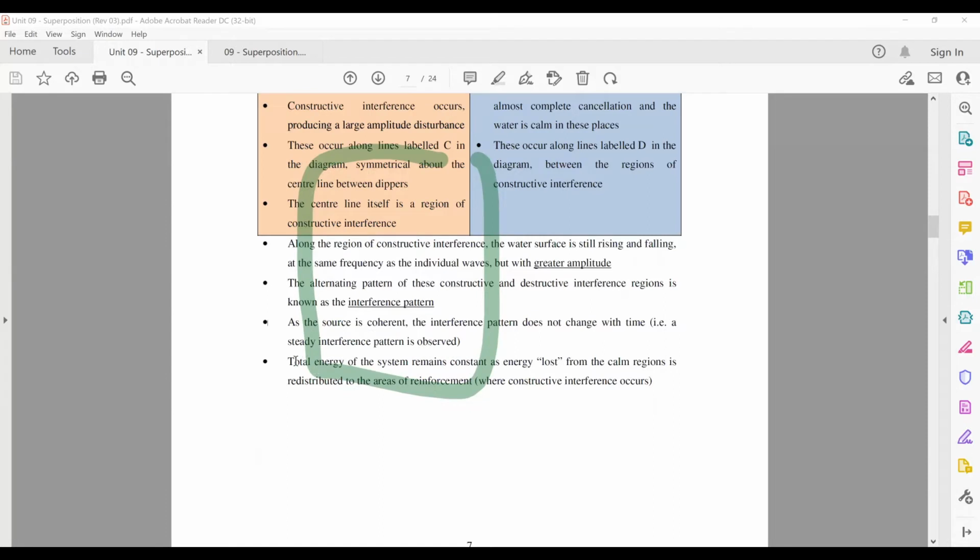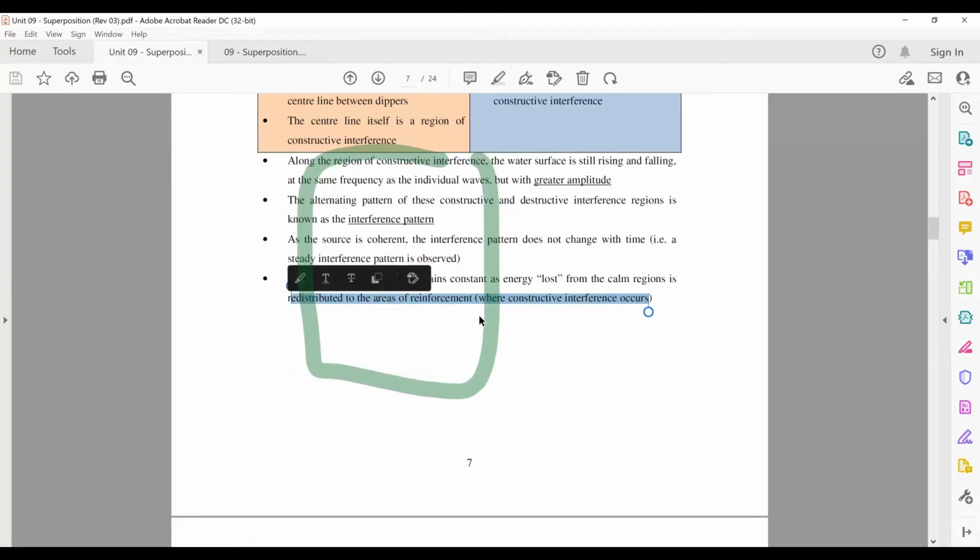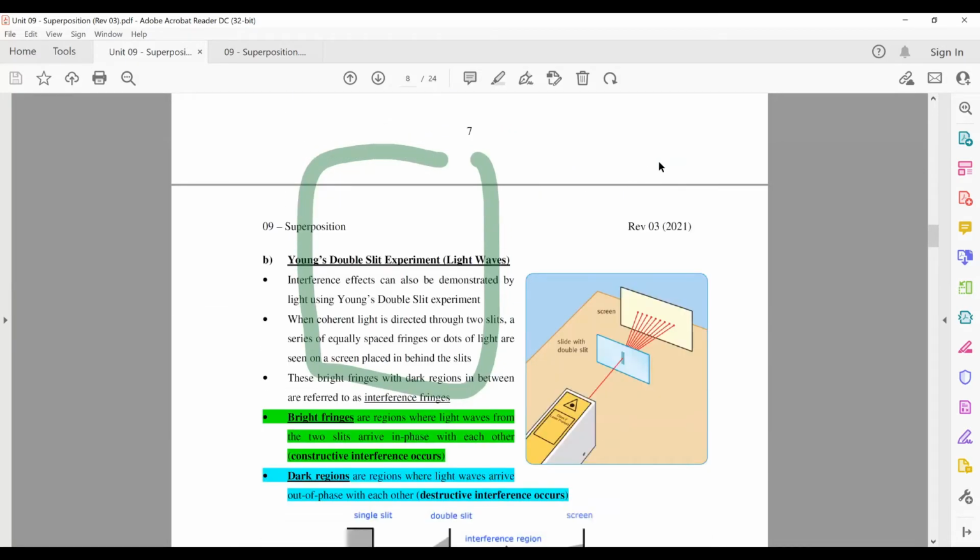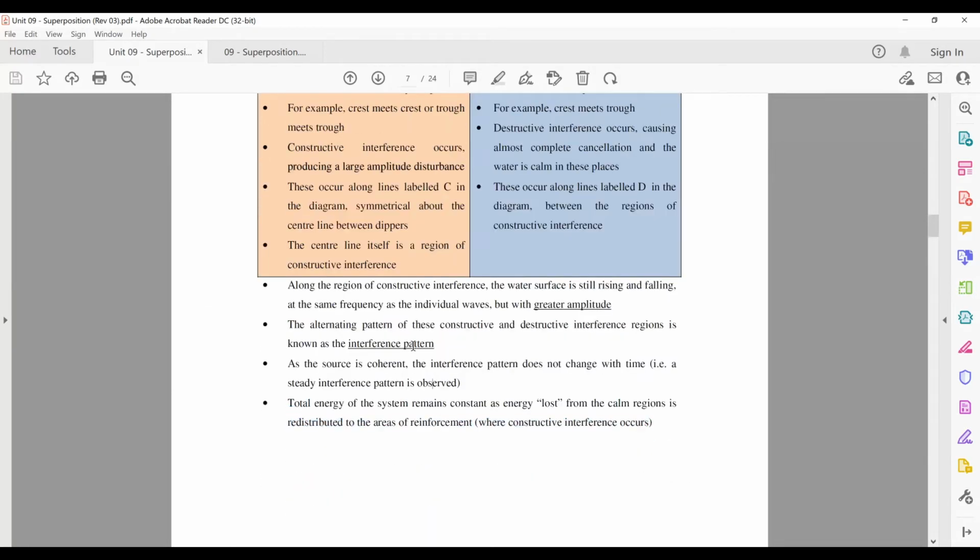The total energy of the system here will always remain the same. Whatever energy is lost in the calm regions, the regions of destructive interference, where there are no waves, so no waves means no energy, seems to have been lost, but that energy is actually being diverted to the area where constructive interference occurs. So the total energy of your system remains the same. This is the ripple tank experiment.